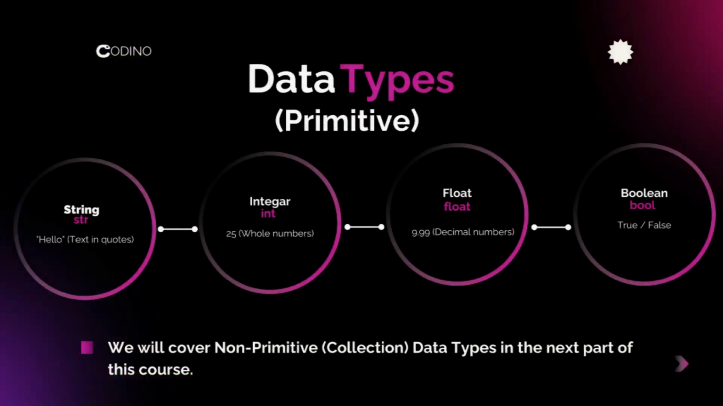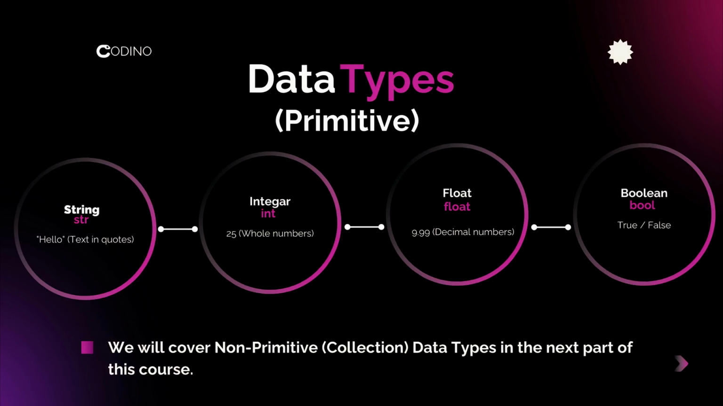All right, moving on. So let's talk about the 4 main flavors of data in Python. We call these primitive data types. Okay, first is string. That's text. Anything in quotes. Hello, Codino, even 1, 2, 3 in quotes is a string, not a number. Then we have integer, which are whole numbers. 25, -10, 0, 1,000, no decimals.